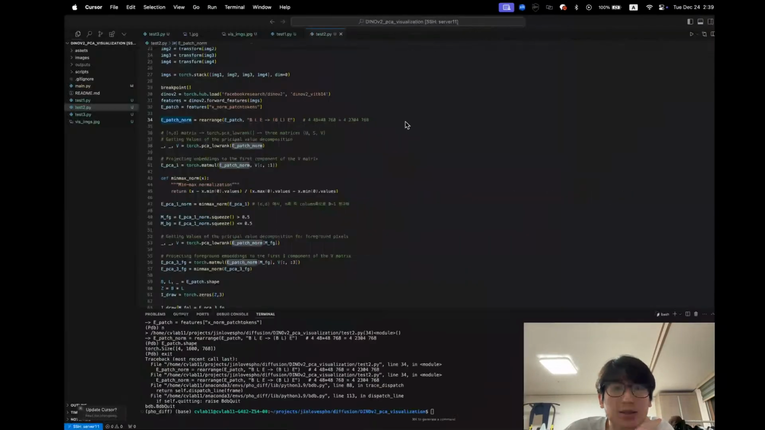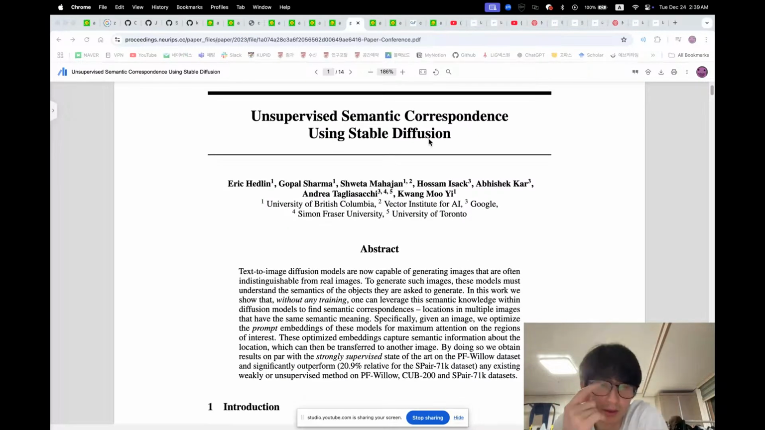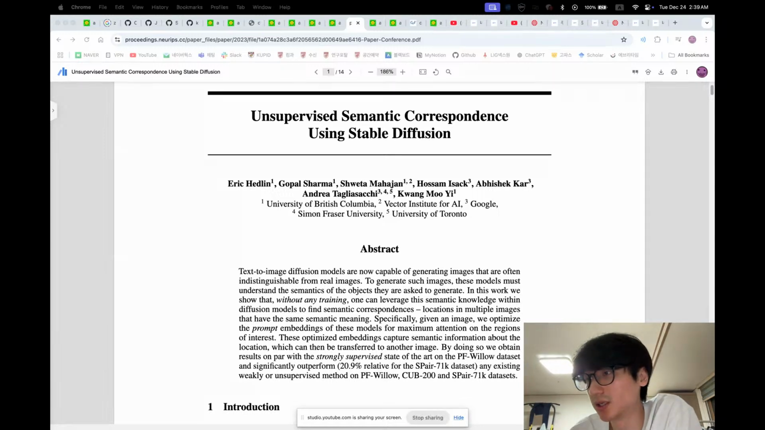Okay, let's study diffusion. So the paper I'm trying to read today, before I go to sleep, I'm planning to read 3 papers. Right now it's 2:40. Not sure if I can finish 3, but I'll try my best. The first paper is called Unsupervised Semantic Correspondence Using Stable Diffusion.